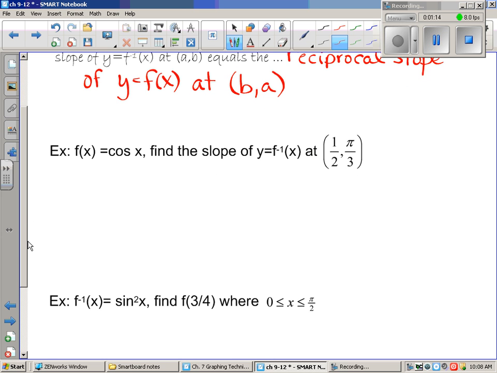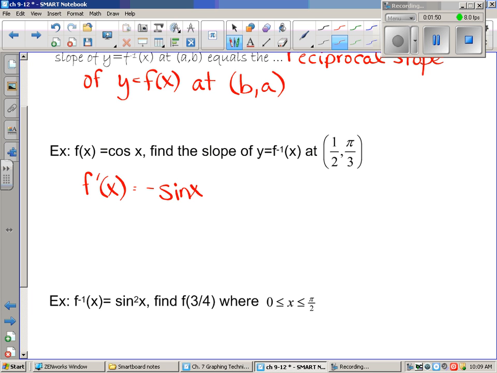We have the function f of x equals cosine of x, and we want to find the slope of the inverse function at this point. So what needs to be going on in your mind, first of all, is I could find the inverse function, and of course that would mean we'd have the inverse cosine. And we don't know the inverse cosine's derivative. So what we're going to be forced to do is to find the derivative of cosine of x. And of course, the derivative of cosine is negative sine, right?